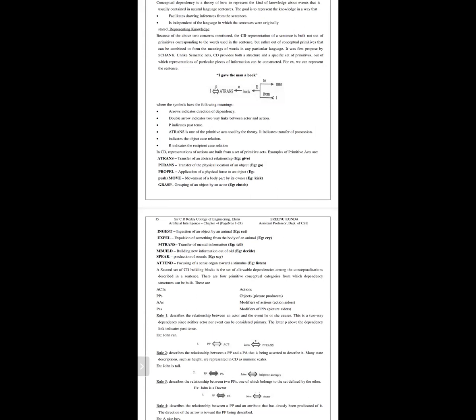Next one, expel. Expel means coming out. Ingest means going in, expel means coming out. So expulsion of something from the body of an animal. For example, cry. Cry means just the drops will come out from the eye, right? So that can be called expel. Next one, M trans.